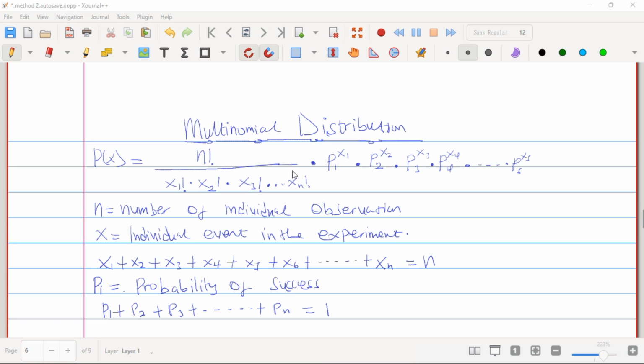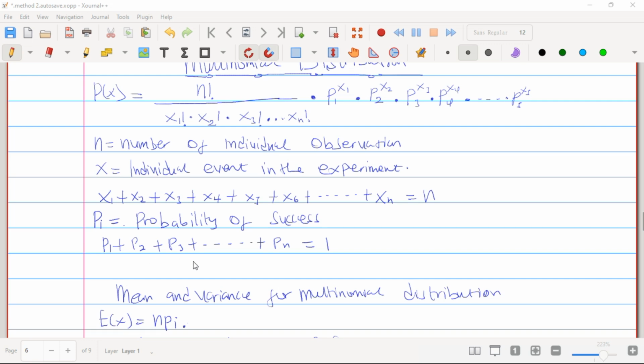But what's the meaning of the p? What's the meaning of the x? What's the meaning of the n? We are saying that n is the number of individual observations. Our x is equal to individual events in the experiment. When you sum them, the summation of x1, x2, x3 up to xk must be equal to n, and the pi is called the probability of success. Once you sum all the probabilities of success, you are surely going to get 1.